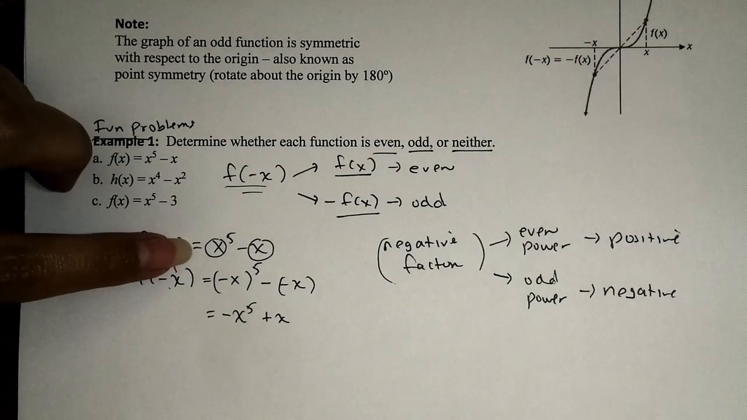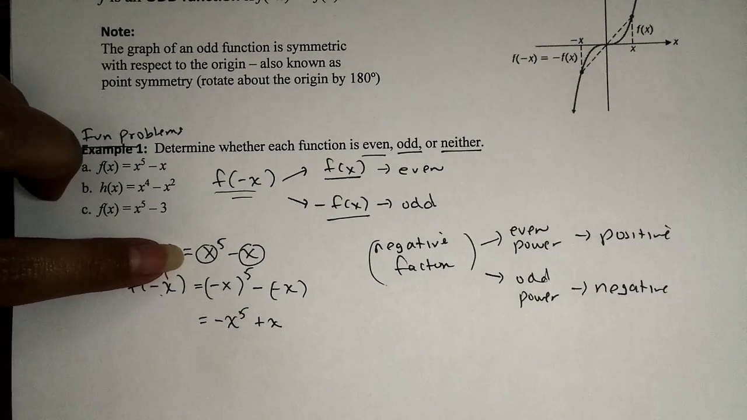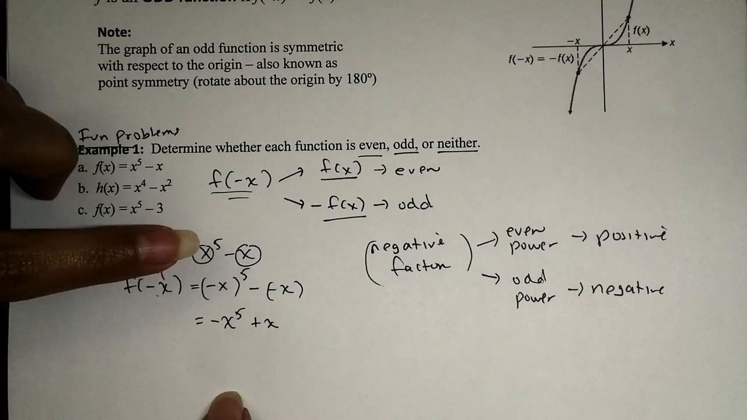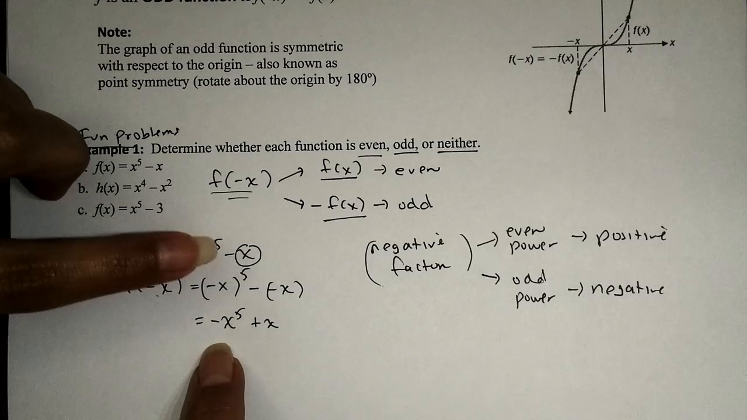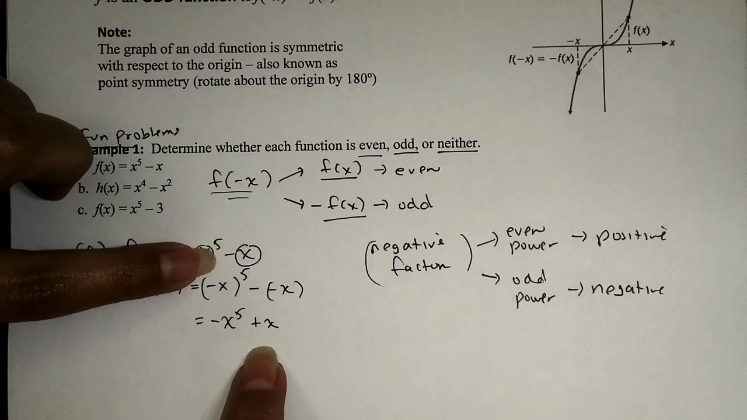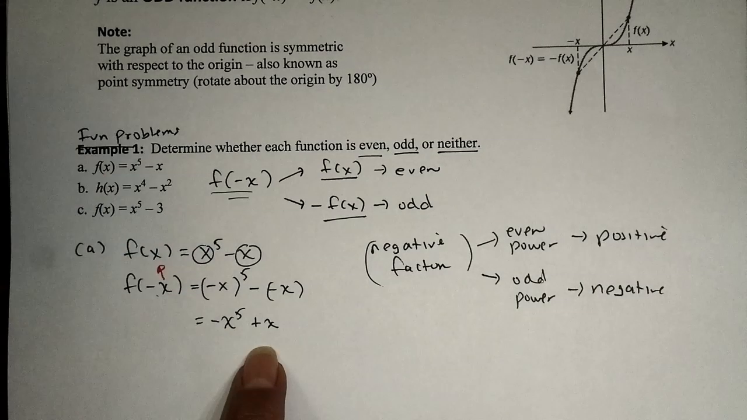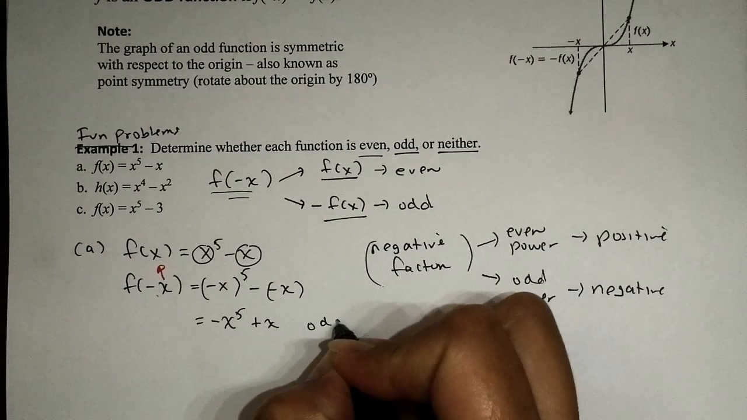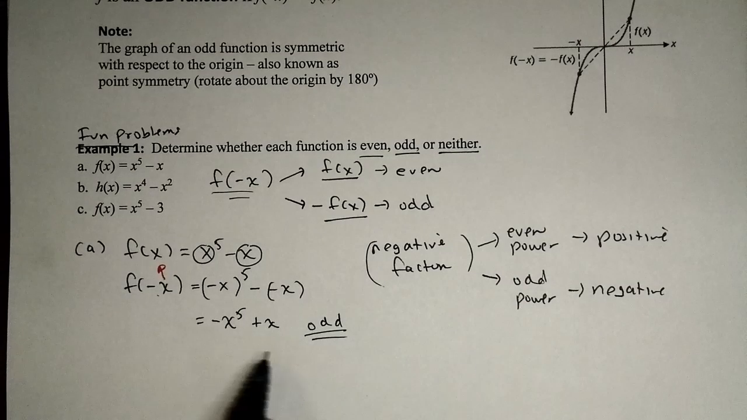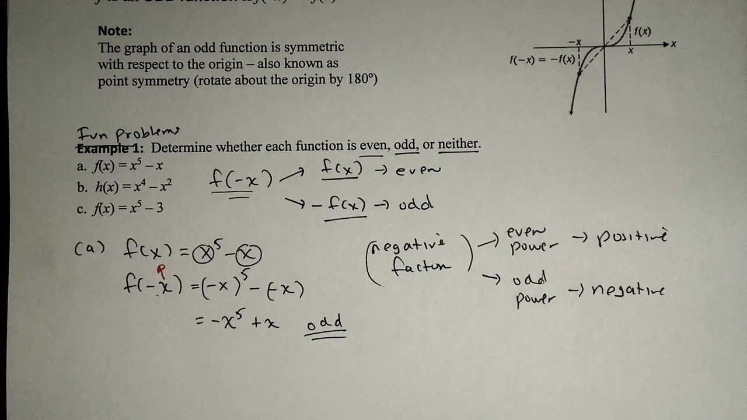We can just look at each term and then see if they are indeed opposites. Positive x to the 5th, negative x to the 5th, opposite. Negative x, positive x, opposite. So since they're opposites all the way, then I guess we can say that the function is odd. However, this is a lot for me to digest. I'm going to do it a little bit different.